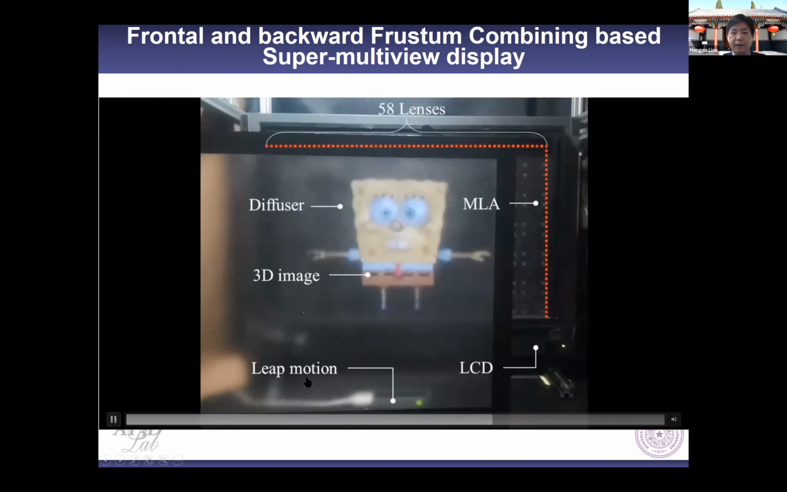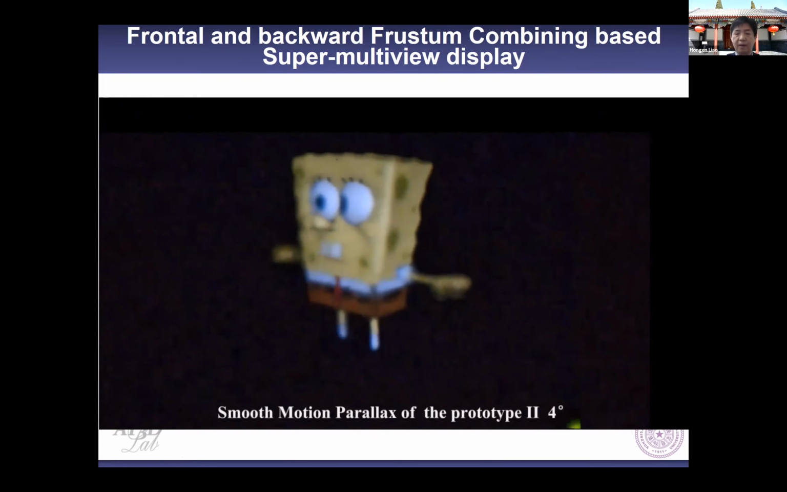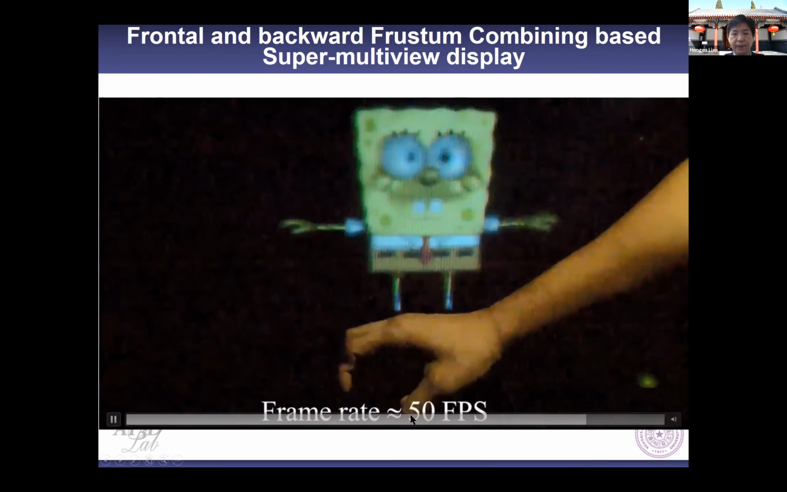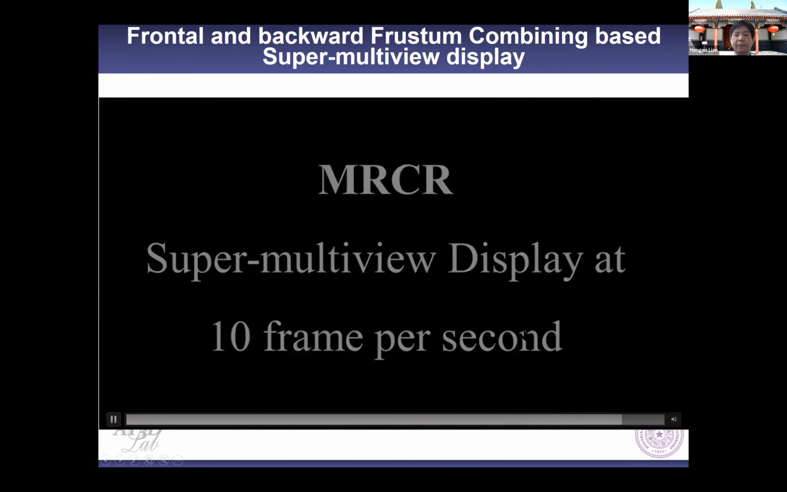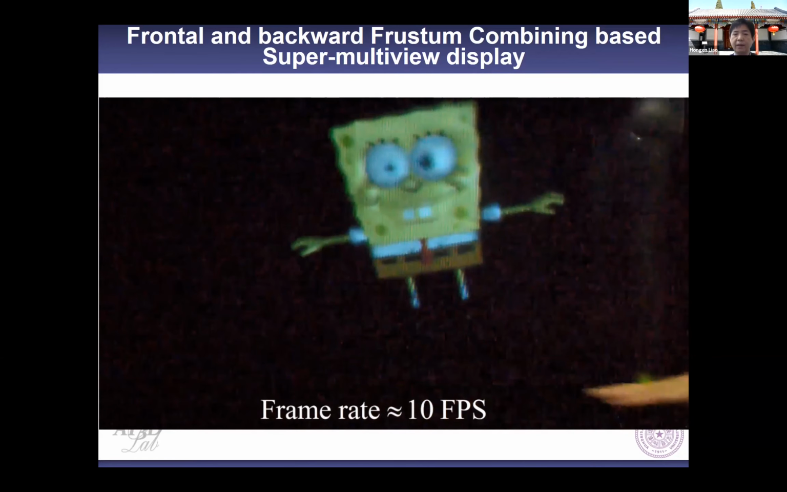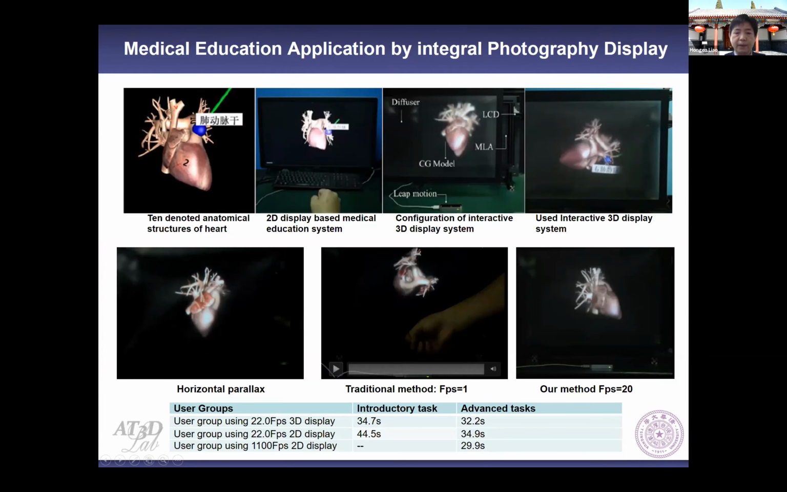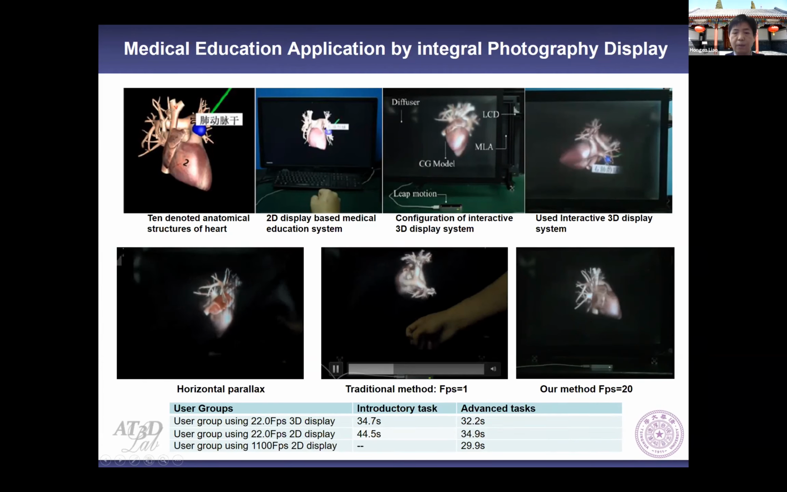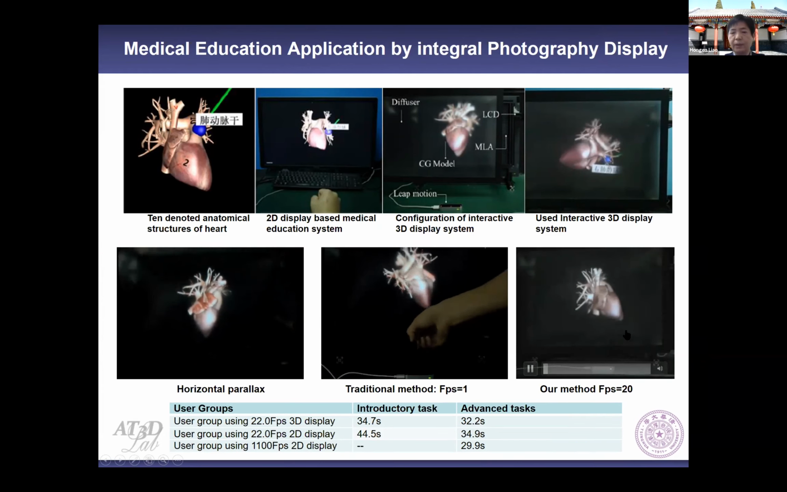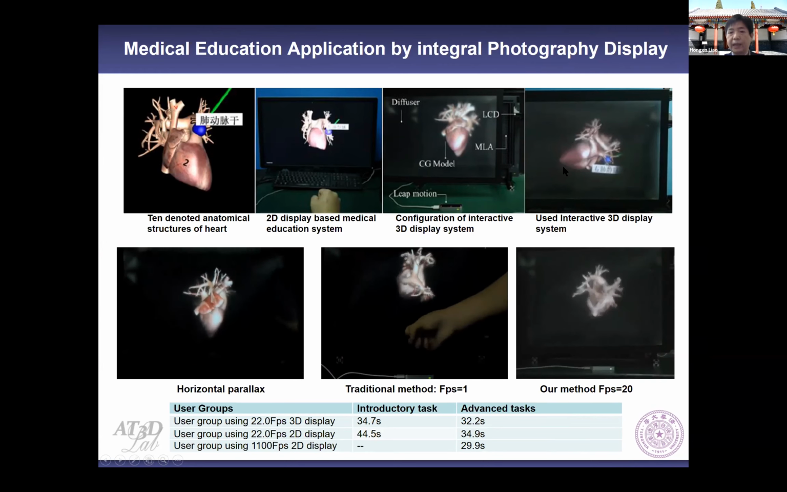We can use a Leap Motion to capture the structure and the movements like this one. You can see that it's very fast, it can be made at 50 frames per second, and can also make high quality images like this movie shows. Compared with the traditional method, it's just under 1 frame per second. We can make over 20 frames per second, very fast and high quality 3D display.